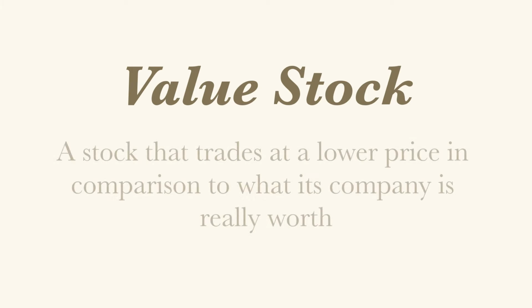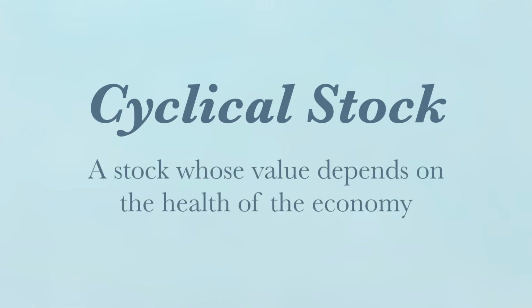The first type of stock we'll talk about is a value stock. Value stocks are those that trade at a lower price in comparison to what their companies are actually worth. This worth is determined by fundamentals such as earnings, sales, and dividends. And usually, stocks with good fundamentals are associated with higher prices, but stocks with good fundamentals that have lower prices are considered value stocks. Cyclical stocks are those that depend on the health of the economy. During strong economic times, also known as bull markets, the stocks flourish. And during weak economic times, also known as bear markets, the stocks tank.